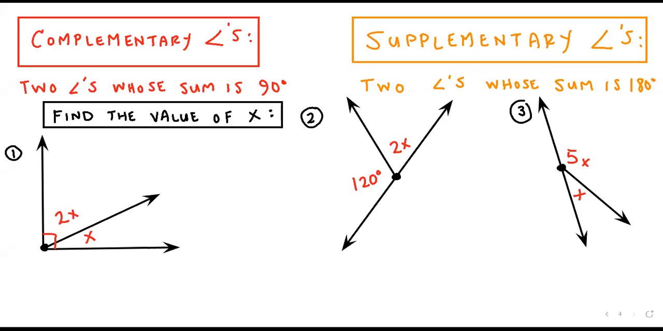Okay, so right here we're talking about complementary angles. Complementary angles are two angles whose measurements equal 90 degrees. Like number one is an example of complementary angles. So that means that these two angles will equal 90 degrees. The reason we know that is because right here you see this symbol. This symbol is the symbol for right angles, and we know that right angles equal 90 degrees.